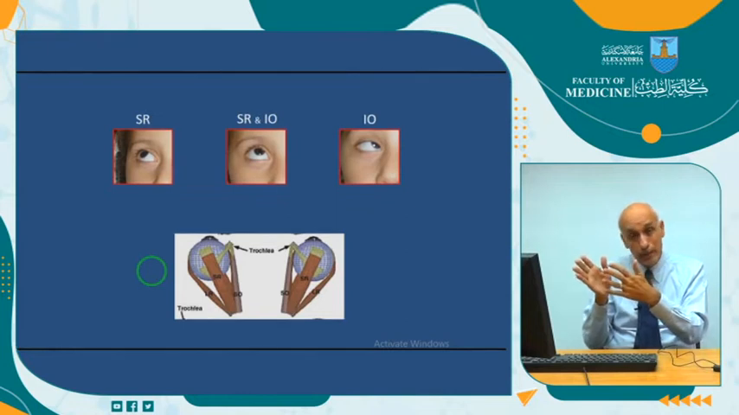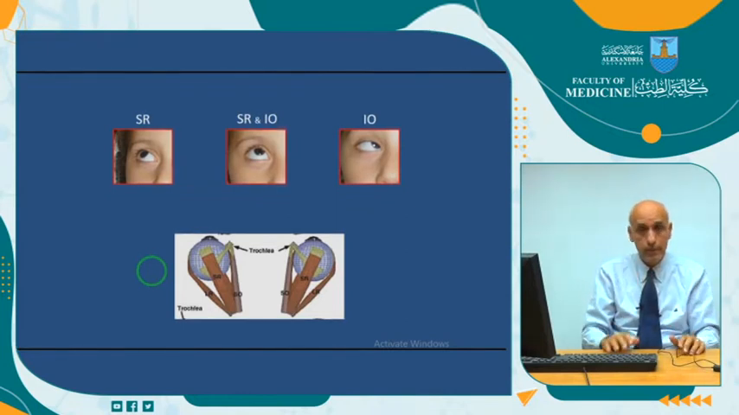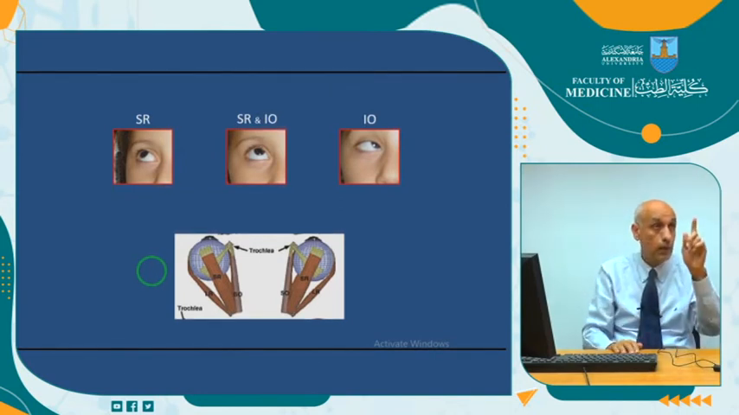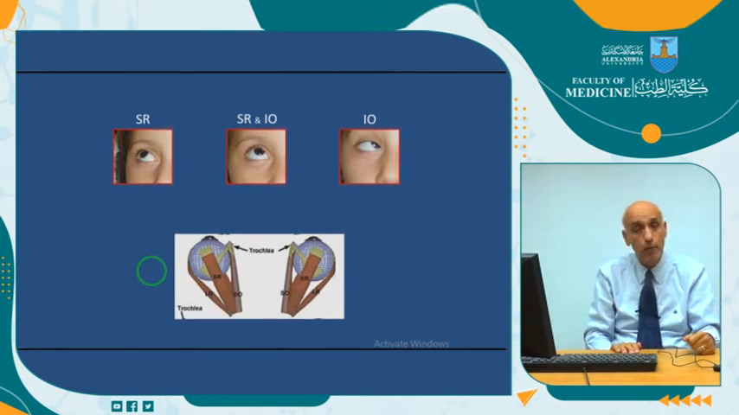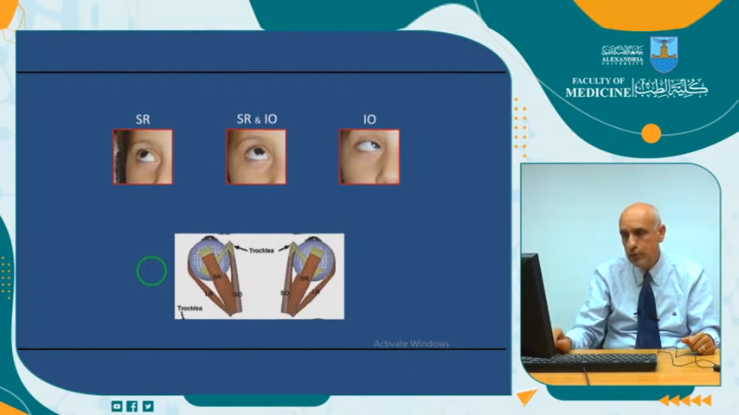But when you abduct your eye and you look upward, that means like this, it's only one muscle acting here, which is the inferior oblique, and the reverse. When you look inward and you look upward, the inferior oblique here, this was the superior rectus, and when you look inward and you elevate your eye upward, which muscle is acting here? It is the inferior oblique. And the reverse, when you look downward.